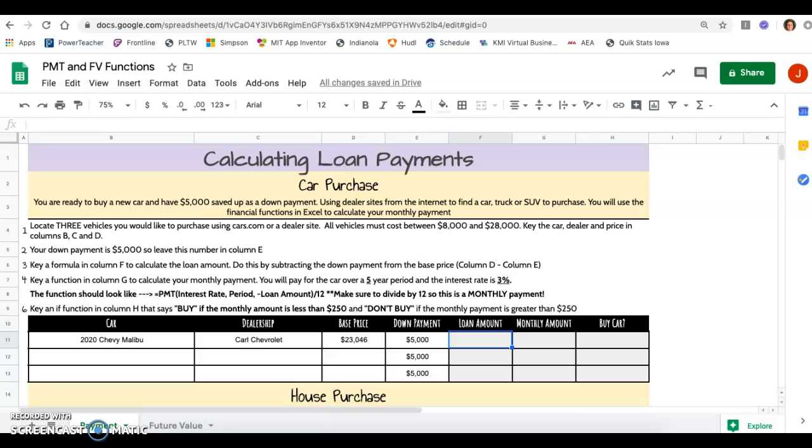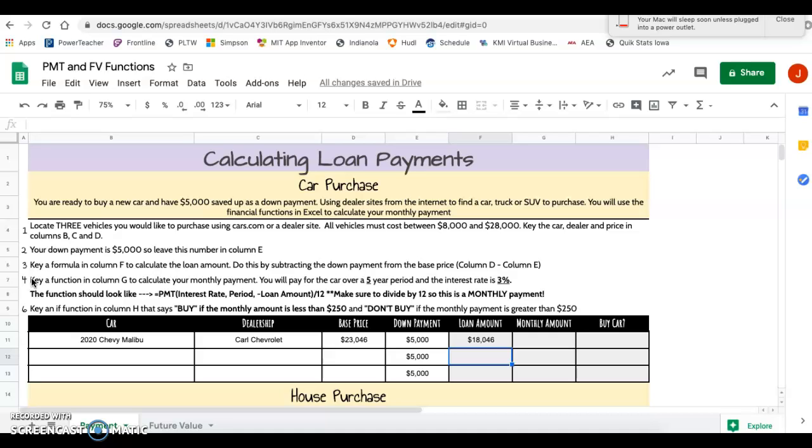So in this loan amount column, also here in step 3, it says to key a formula in column F to calculate the loan amount. So the loan amount is the base price minus the down payment. So anytime we do a formula, start with an equals sign, base price minus down payment. Hit enter. Okay, so the total amount that we're going to have to pay after making that $5,000 down payment is $18,046.